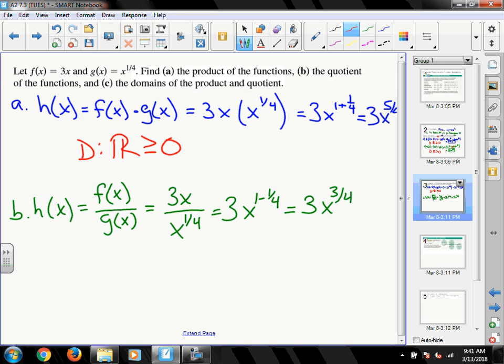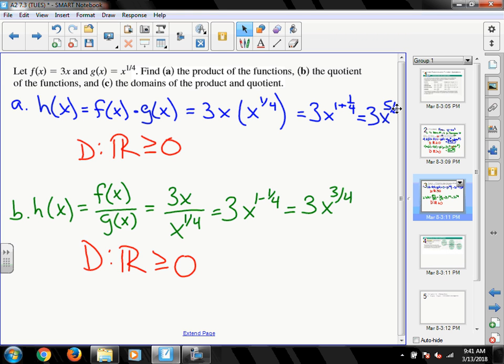Now, because it's 3/4 instead of 5/4, not much is going to change. What can we not take the 4th root of? Negative numbers. So our domain is going to be all reals greater than or equal to 0.